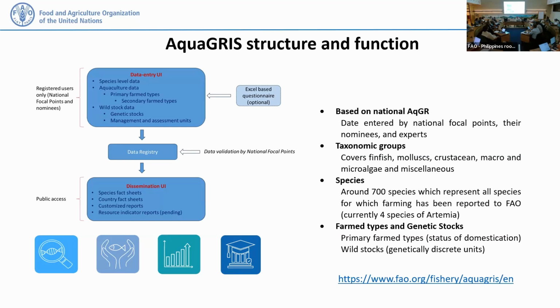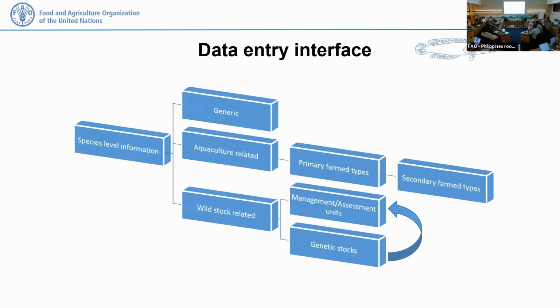As I mentioned earlier, we cover around 700 species. If the species isn't in the system, you can request FAO to add it if you can demonstrate that it is a cultured species. So it must be in use in either commercial or subsistence aquaculture. If it's just at the level of research for aquaculture, we don't include it yet. And then we deal with both farm types and genetic stocks, and these are very important terms that I'm going to define for you in a minute.